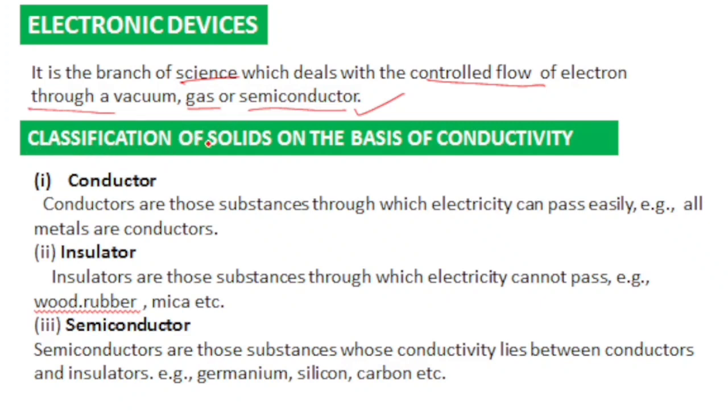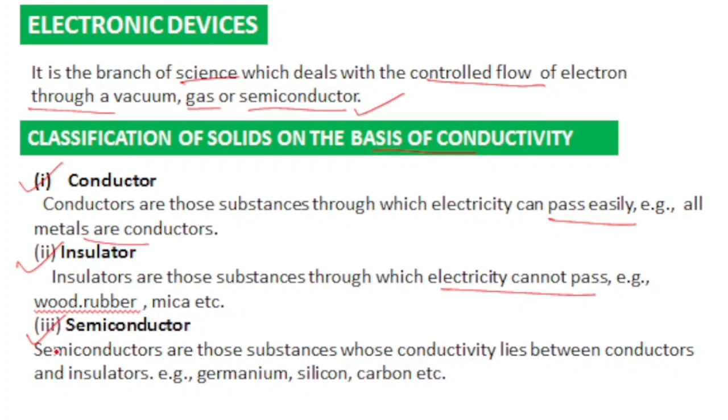Now next, classification of solids on the basis of conductivity. On the basis of conductivity, solids are divided into three types: conductor, insulator and semiconductor. Conductors are those substances through which electricity can pass easily. It means they have very high conductivity and very low resistivity. For example, metals. Insulators are those substances through which electricity cannot pass. For example, wood, rubber; they have very high resistivity and very low conductivity.